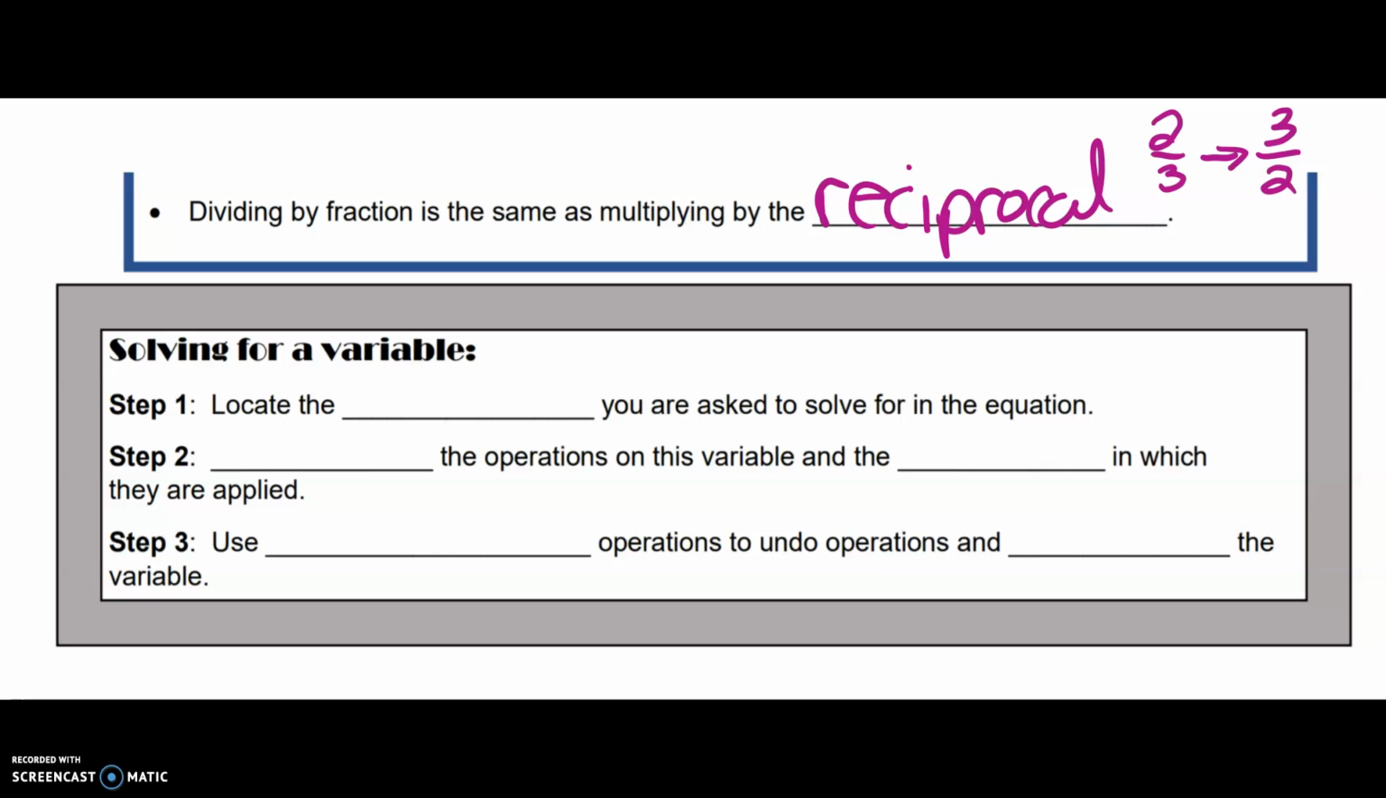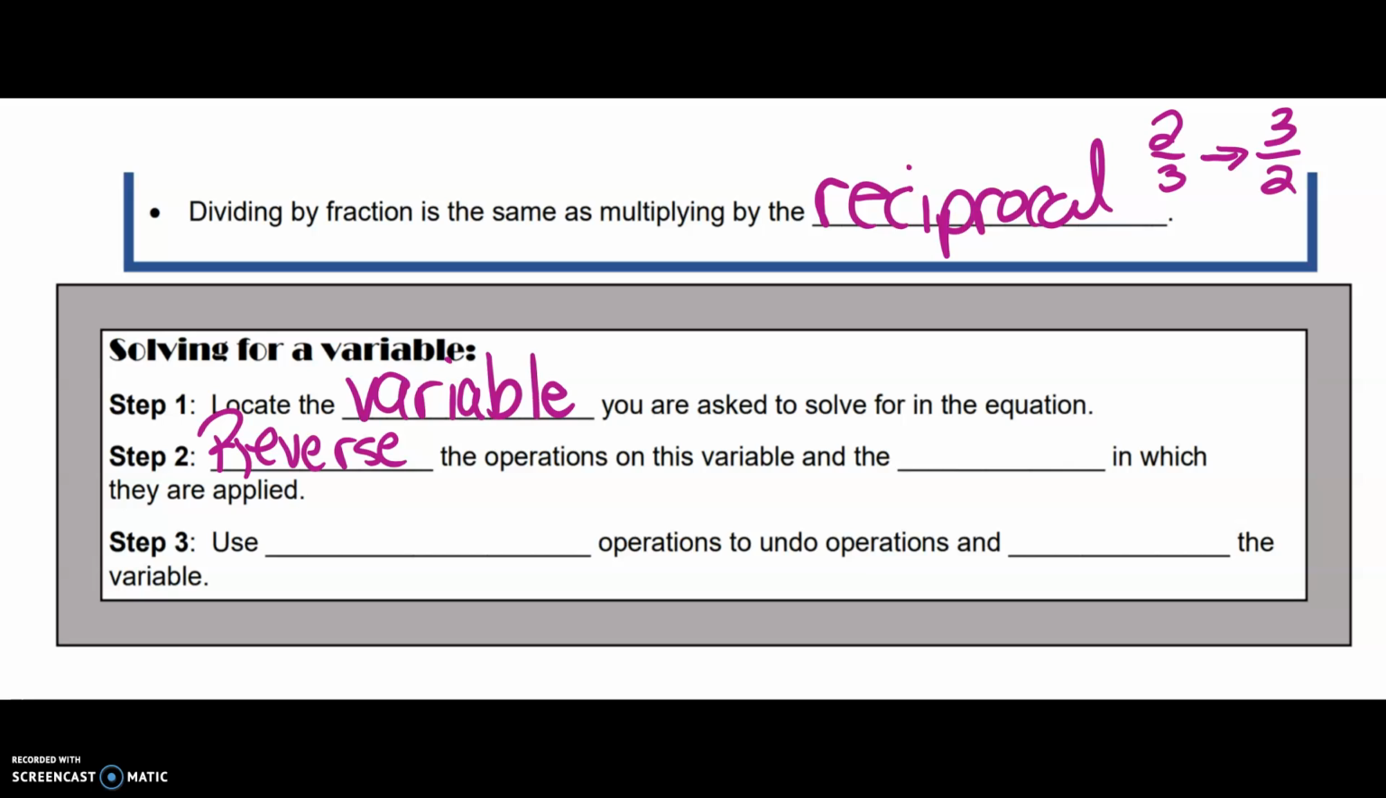So the next part is going back over our steps again. Step 1 is locate the variable that you're looking to solve in your equation. Mark it some way, highlight it, put a line underneath it, box it in, do something so you don't lose track of which variable you're trying to solve for. Step 2, you're going to reverse the operations. So whatever's happening, you're going to do it backwards to undo everything that's been done.